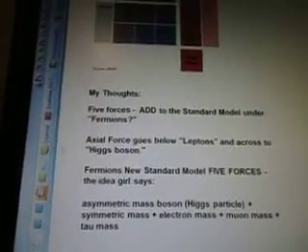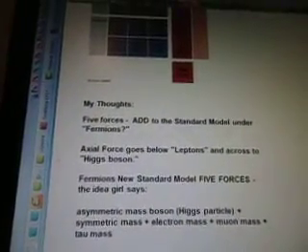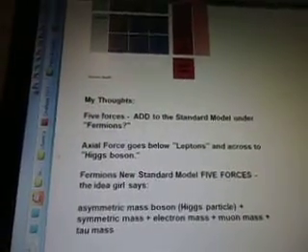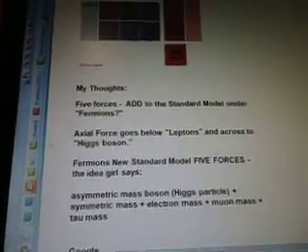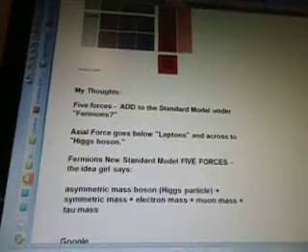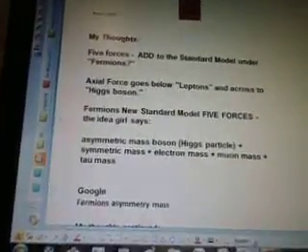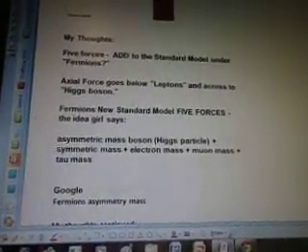So my thoughts, 5 forces. Add to the Standard Model under fermions. Axial force goes below leptons and across to the Higgs boson. Okay, fermions, new Standard Model, 5 forces. The Diogo says what we're going to do is asymmetric mass boson, the Higgs particle, which is what we're trying to work out, to make, and the symmetric mass plus the electron mass plus the muon mass plus the tau mass. So I'm going to Google fermions asymmetry mass, and my thoughts are continued.